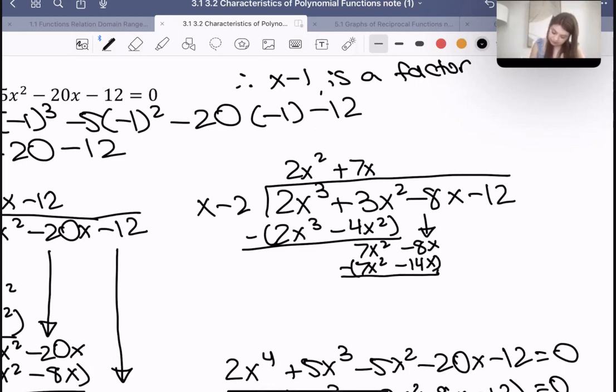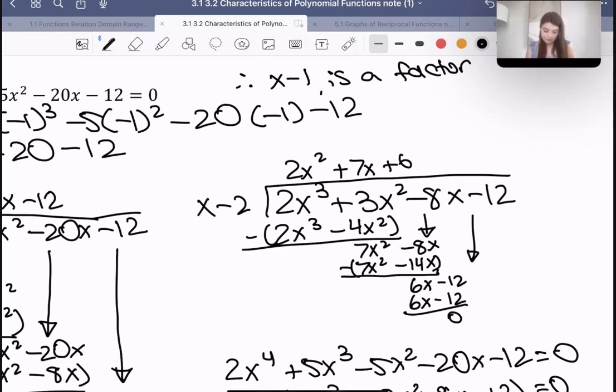Then we're going to subtract. 7x squared minus 7x squared is 0. Negative 8x minus negative 14x is really negative 8x plus 14x, which is 6x. And then we're going to bring down the negative 12. How many times does x go into 6x? Well, 6 times. X times 6 is 6x. Negative 2 times 6 is negative 12, and we get remainder 0 as expected.